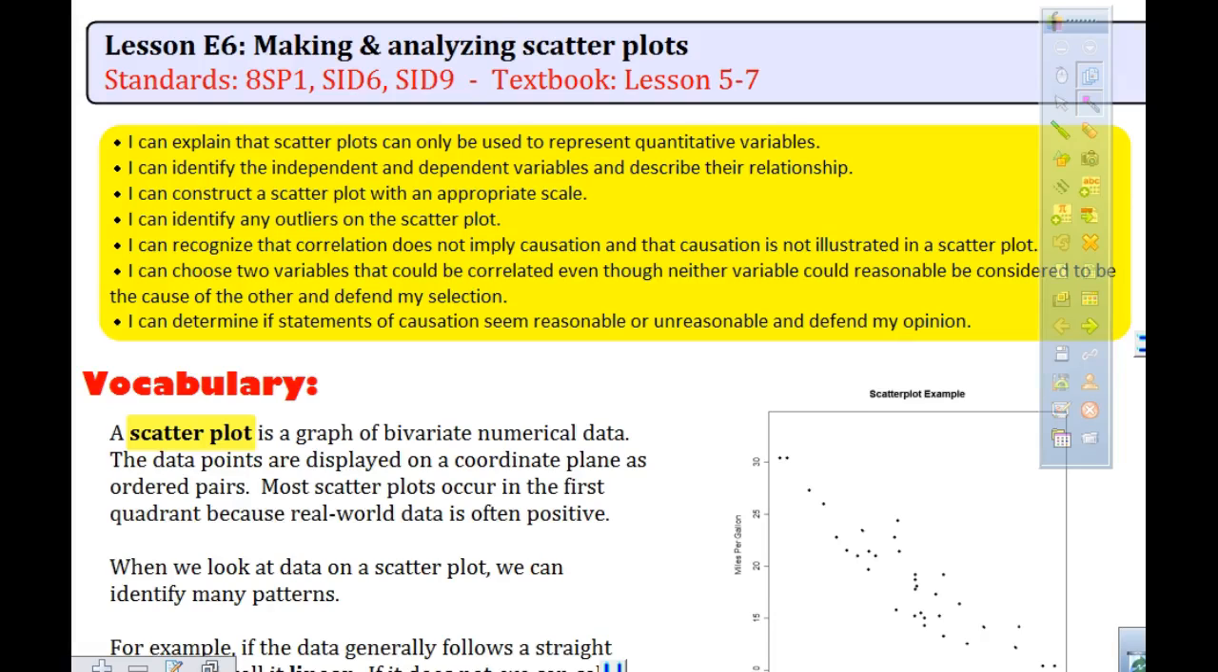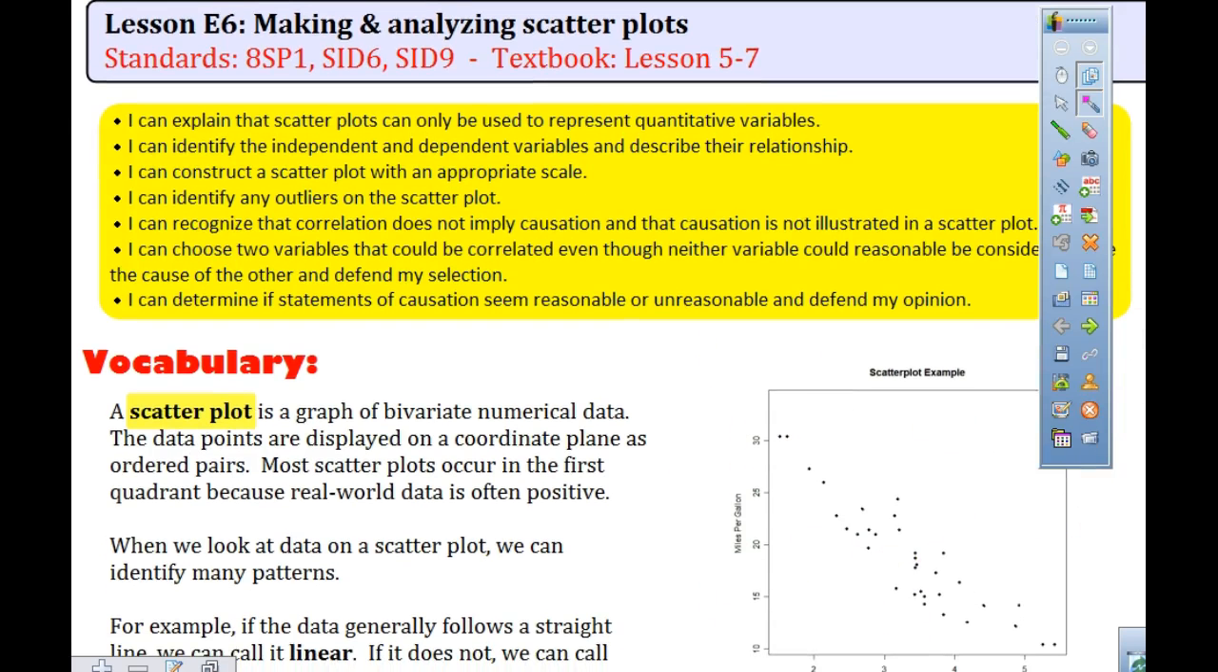Much more vocab on the analyzing part of our scatter plots. So we're going to be making them, just on an XY coordinate grid. If you look at this picture, this is a picture of a scatter plot. That's an example of one if you are looking at that.